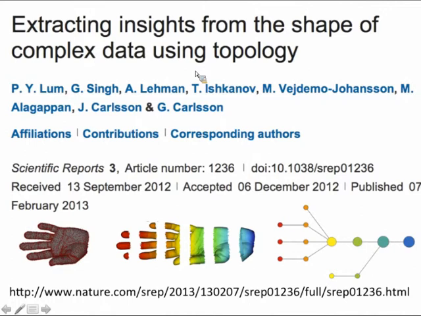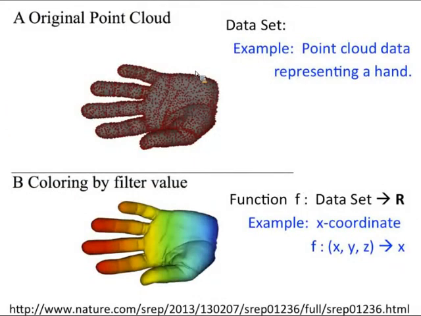There are many ways of analyzing data using topology. One of them is this mapper software where the input is basically a bunch of data points. These data points could be living on a hand, or they could be data points representing protein shape, or data points representing DNA sequences. So they can represent a lot of different things.